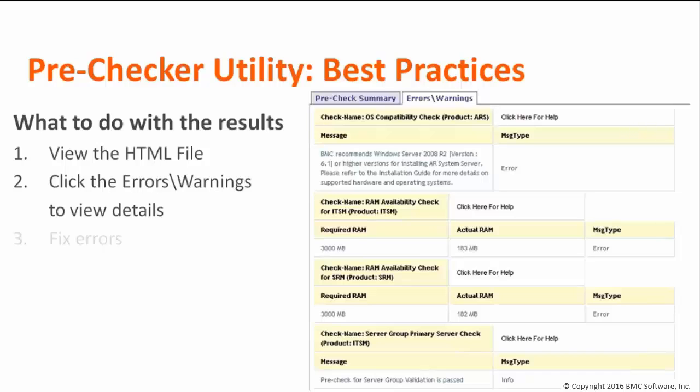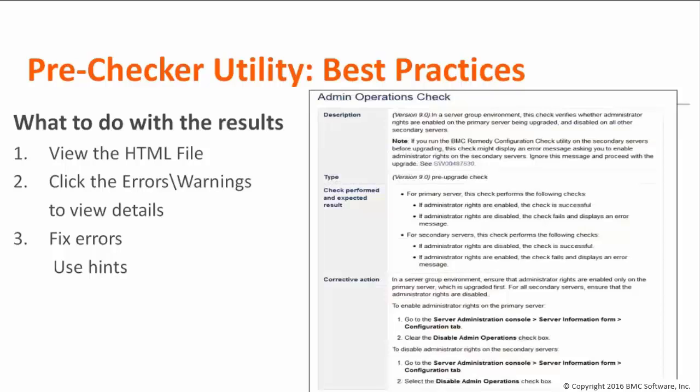The next step is to fix any of the errors that have been highlighted. Help with the details of what a test does, what the expected results are, and some suggestions for corrective action can be seen by using the Click Here for Help link.